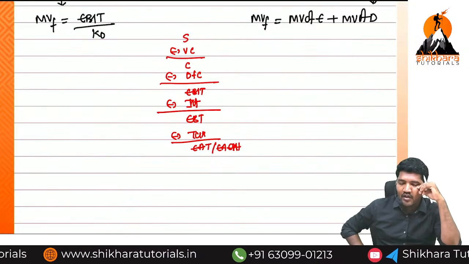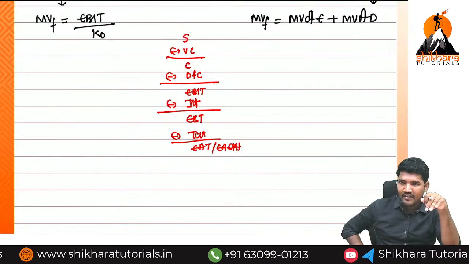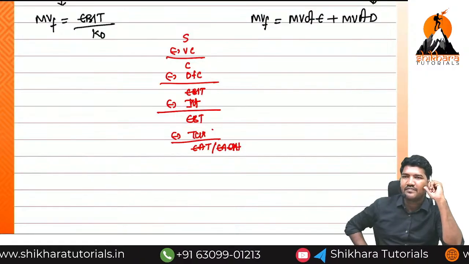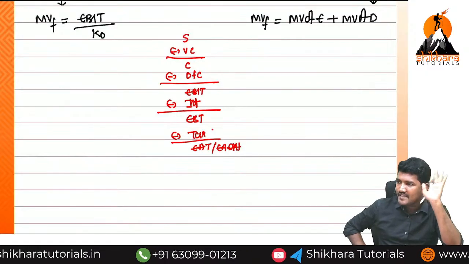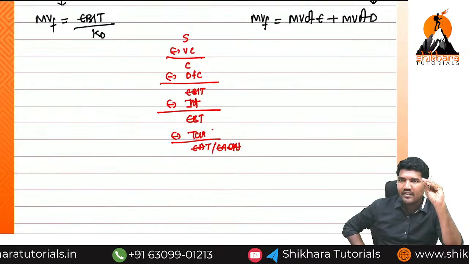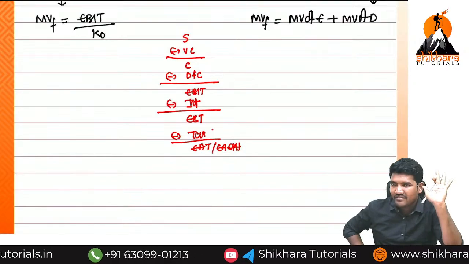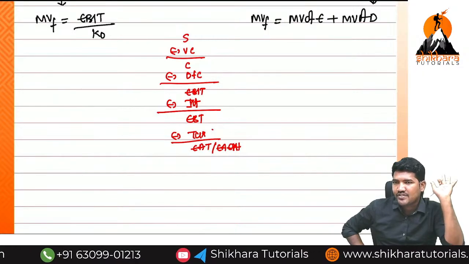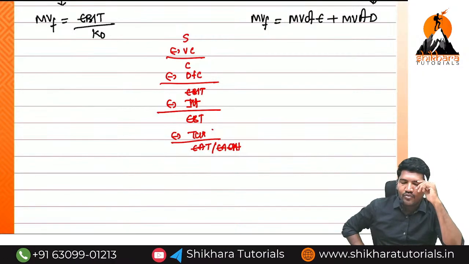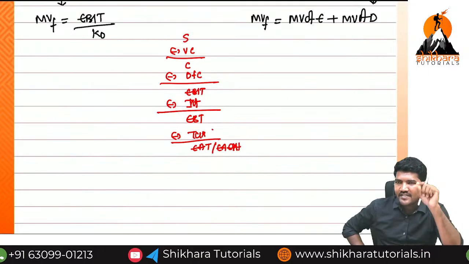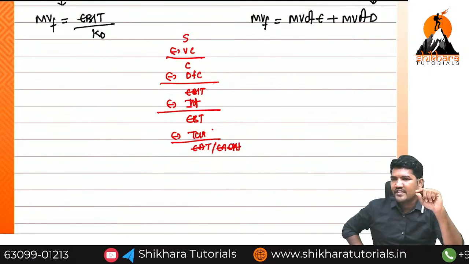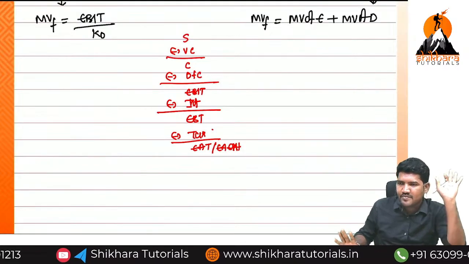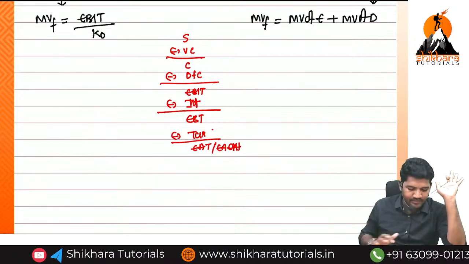Now there is another assumption: no tax. Generally, without tax we can't do anything, but for this they have taken the assumption of no tax. If the tax rate is given, consider the tax. If no tax rate is given, it means there is no tax. Are you clear? We are not following any other assumptions here.